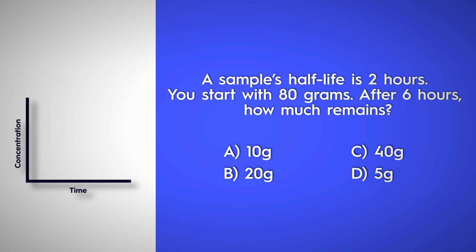With that in mind, it's time to reveal the pop quiz. 6 hours is 3 half-lives. 80 grams falls to 40, then 20, then 10. The correct answer is 10 grams because each half-life halves what is left, not the original amount only once.